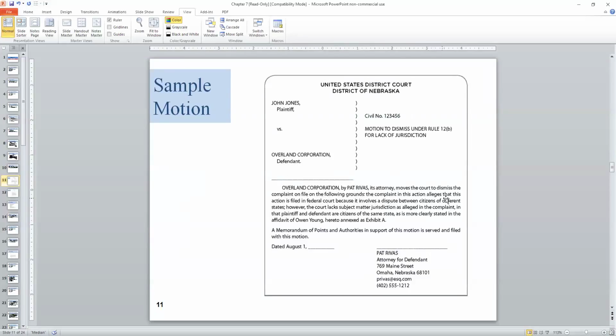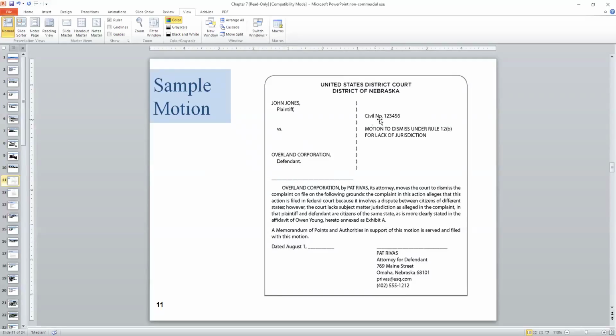The complaint in this action alleges that this action is filed in federal court because it involves a dispute between citizens of different states. However, the court lacks jurisdiction, as alleged in the complaint, in that plaintiff and defendant are citizens of the same state, as is more clearly stated in the affidavit of Owen Young, hereto attached as Exhibit A. A memorandum of points and authorities in support of this motion is filed and served with this motion. And of course, there'd be some differences in the way that we would file this.